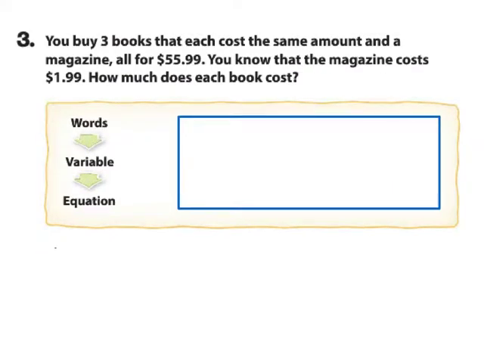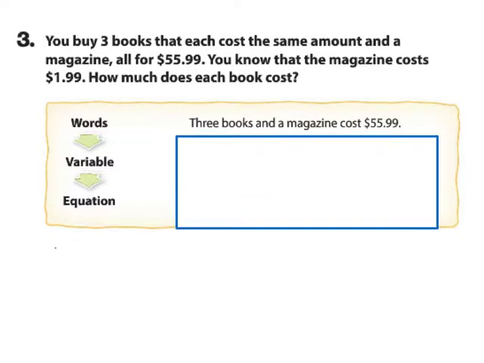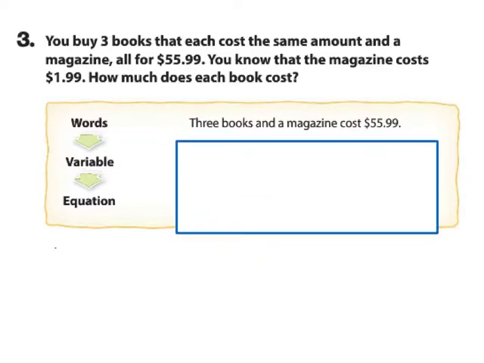Okay, on this one, we're going to look at an actual word problem. So you buy 3 books that each cost the same amount and a magazine, all for $55.99. You know the magazine costs $1.99. They want to know how much each book costs. So we're going to break that down into just the most important words, which are the 3 books and a magazine that you bought, and the total is $55.99.